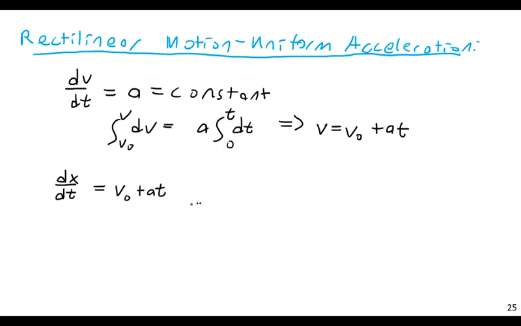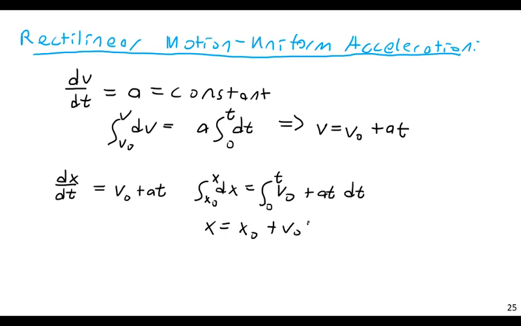And then if I move the dt over, I can say dx equals v naught plus at dt, and then I integrate this. I integrate this one from, let's say, 0 to t, and this one from x naught to x, and I will get that x is equal to x naught plus v naught t plus 1/2 at squared.